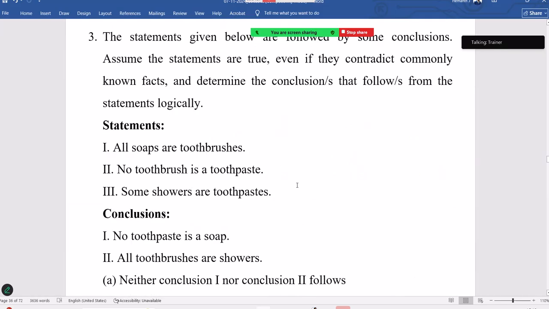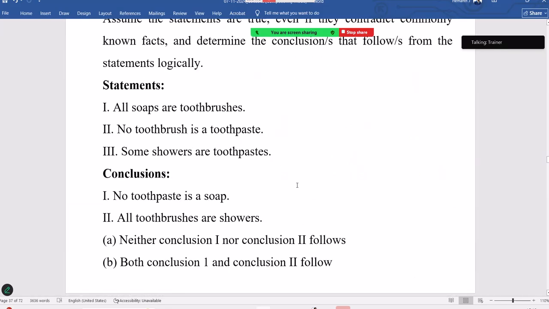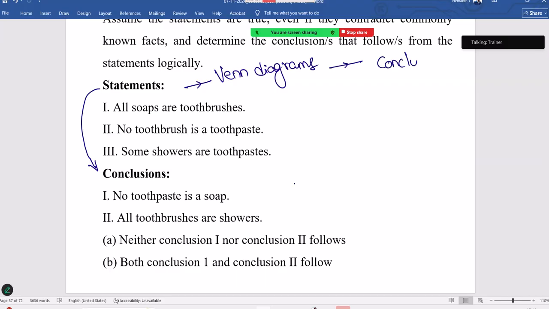Right, now statements and conclusions. Your job is, with respect to given statements, we have to draw the Venn diagrams. Not one diagram, whatever is possible, try to draw as many as you can. Then using the diagrams, decide the conclusion. Many will make mistakes if we do it directly, so we recommend drawing the diagram. Then from the diagrams, the conclusion will be decided. Which conclusion is true in all diagrams, that only we'll consider. So draw the diagram first.